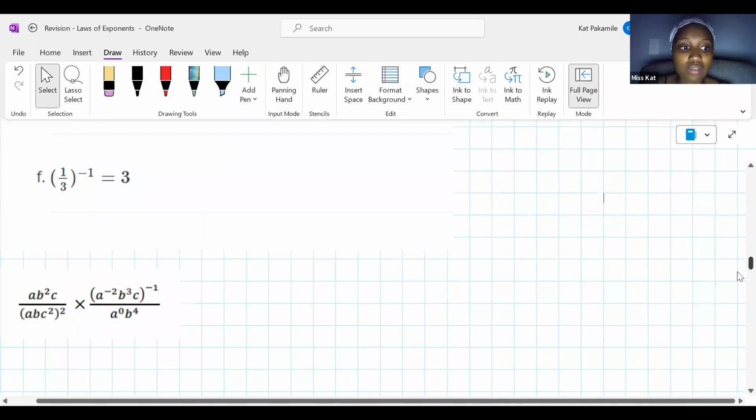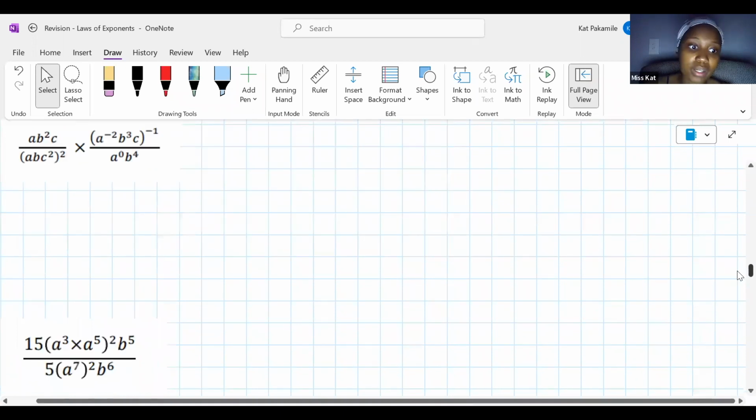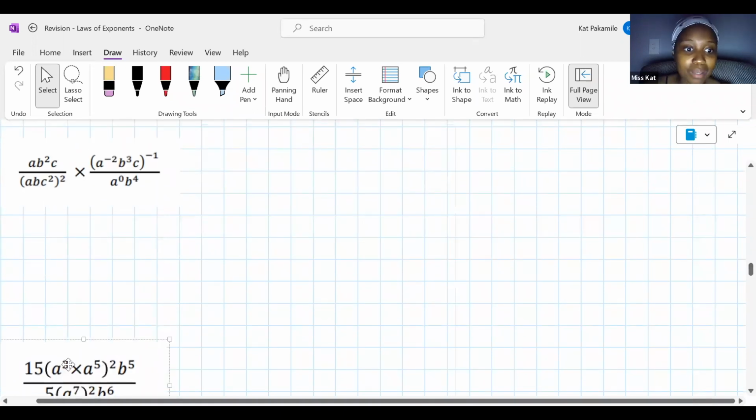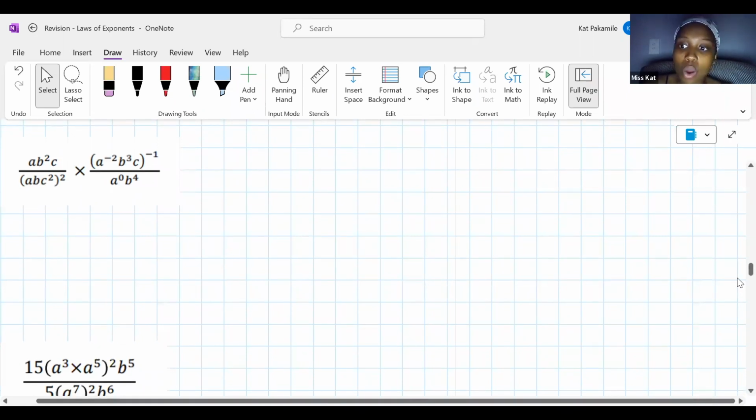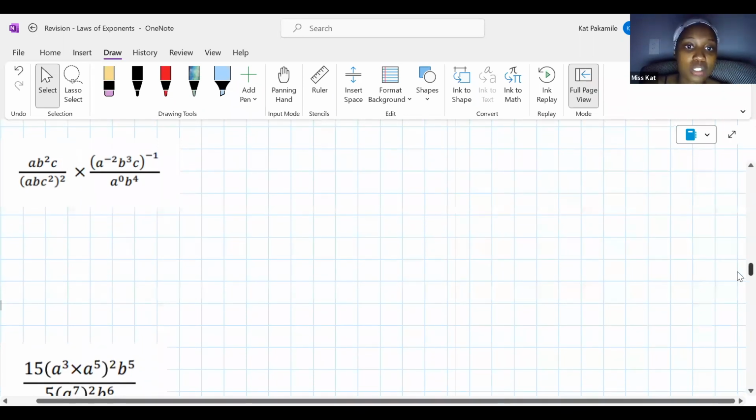Okay, now let's do some proper work. I'm tired of doing baby stuff with my grown learners. Let us apply all of these rules.